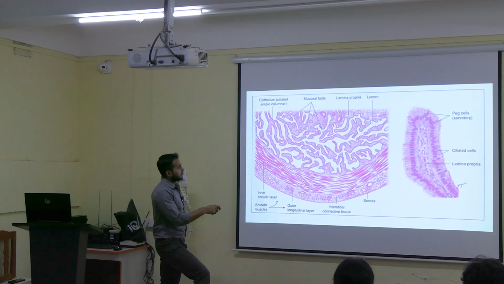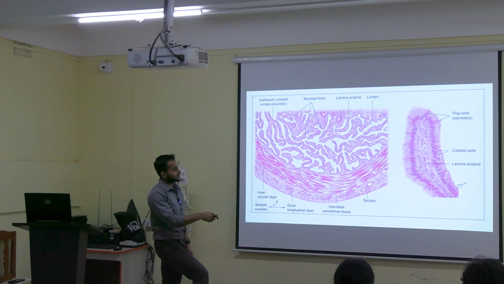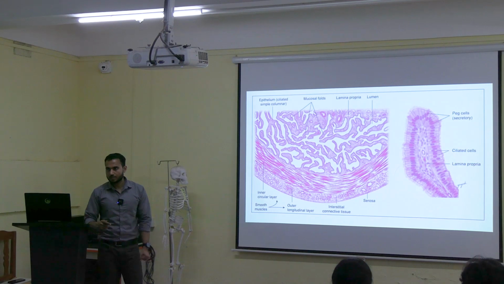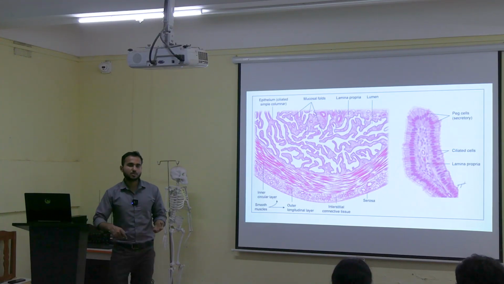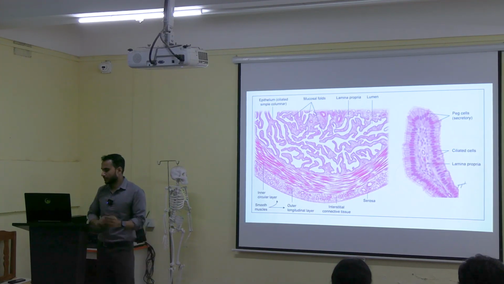This lining epithelium has two types of cells. First of all, ciliated columnar epithelium and non-ciliated cells. Non-ciliated cells are also called PEG cells. It is non-ciliated but it is secretory. Its secretion provides nutrition to the sperm, and provides nutrition to the ovum when it is passing through the tube. Okay, so that is all about the fallopian tube.